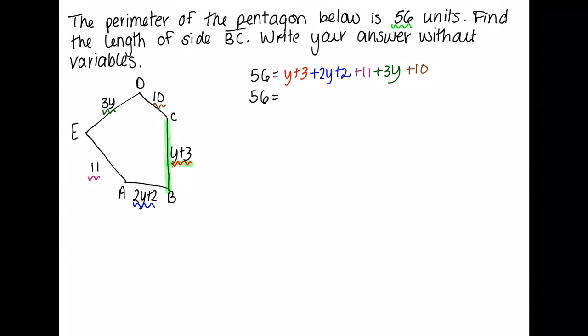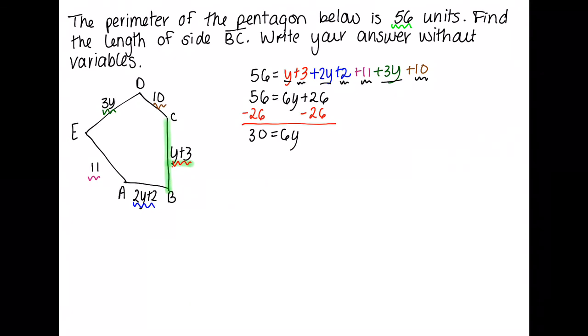So I have 56 equals, so we have y plus 2y plus 3y, so that's going to be 6y. For the constants, 3 plus 2 is 5, plus 11 will be 16, plus 10 will be 26, so plus 26. Minus 26, minus 26, we have 30 equal to 6y. Divide by 6 on both sides. 5 is equal to y.